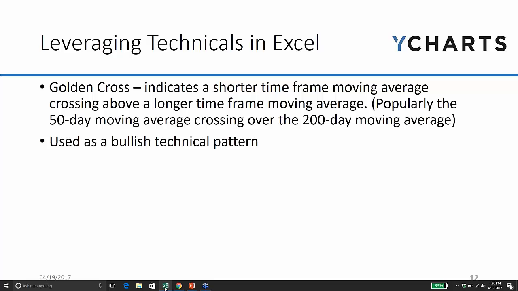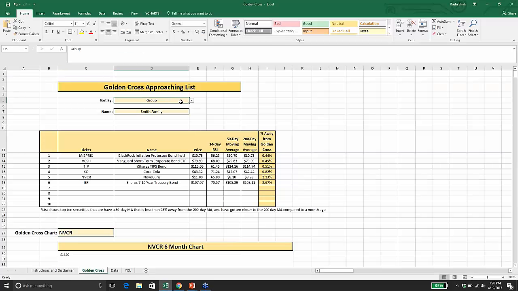So if I go ahead and open Excel here, I have this golden cross approaching list model that I created. Basically what it does is it'll look at something that I have, either an account, a client, a group, a watch list, and it'll pull in those stocks and look at if the 50-day moving average is below the 200-day moving average, but they're closer than they were a month ago, then it's going to screen that and display that stock on this list for me.